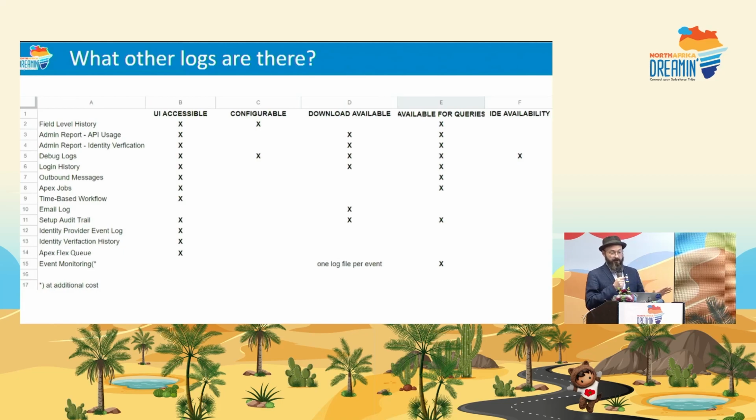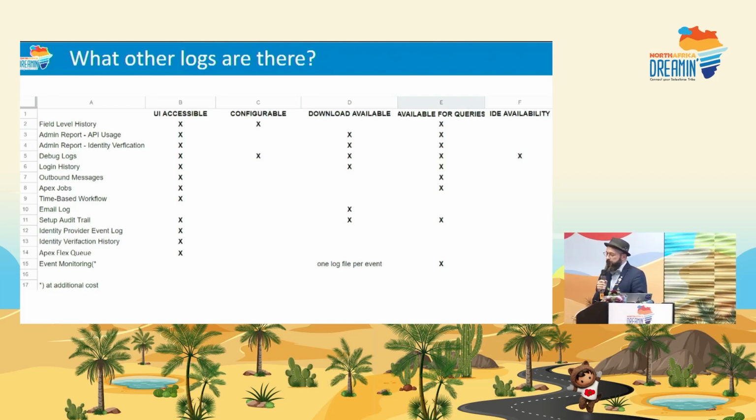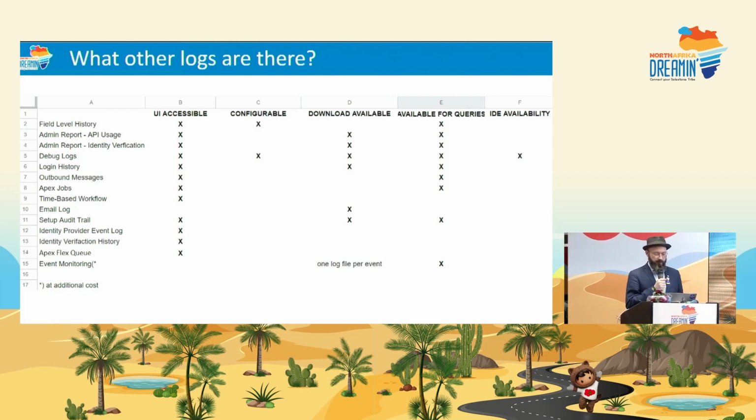There are many others: admin reports for API usage, identity verification. A very interesting one is also the email log, because it will tell you if an email has been sent and to whom. There's also a setup audit trail. But as you see, some of those are UI accessible, some of those are configurable, some of those you can download, some of those you cannot download, some of those you can query. The most versatile one is the Apex Debug Logs, because it supports all of these.